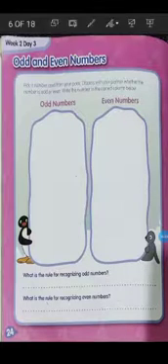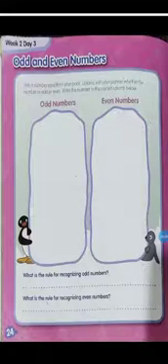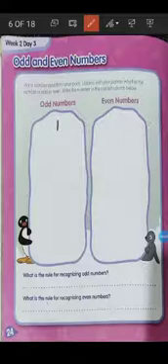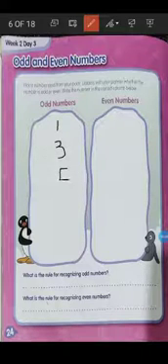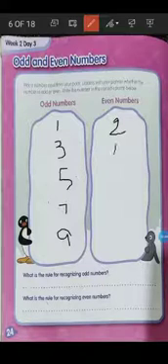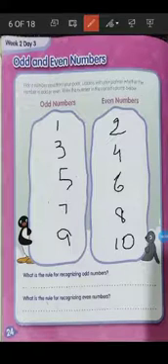So start writing some odd numbers. 1, 3, 5, 7 and 9. All these numbers cannot be divided into 2 equal halves, whereas 2, 4, 6, 8 and 10, all these even numbers can be easily divided into 2 equal halves. Now come to the question. What is the rule for recognizing odd numbers?